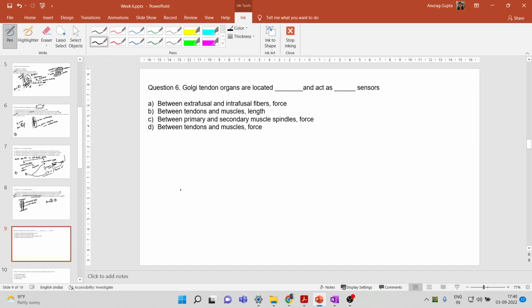Okay, let's go through this. So let us recall that Golgi tendon organs are force sensors. Let's say we have a muscle here, and this is the muscle tendon. We know that the tendon connects the muscle to the bone. So this is the bone. Golgi tendon organs are actually force sensors. They are very accurate force sensors.